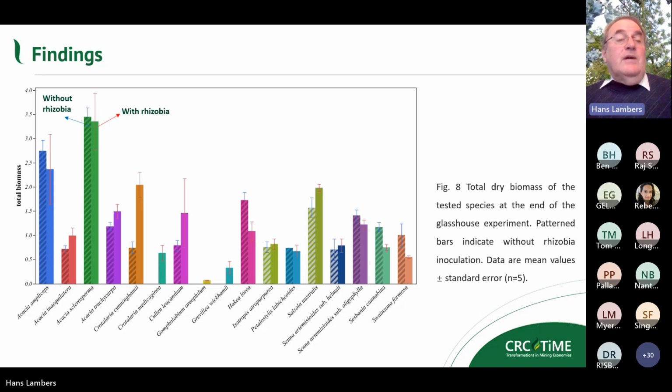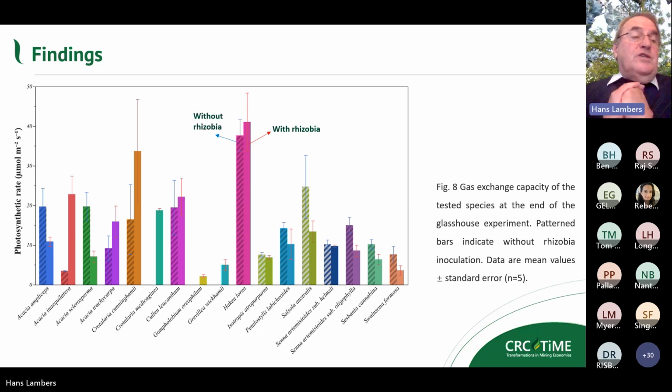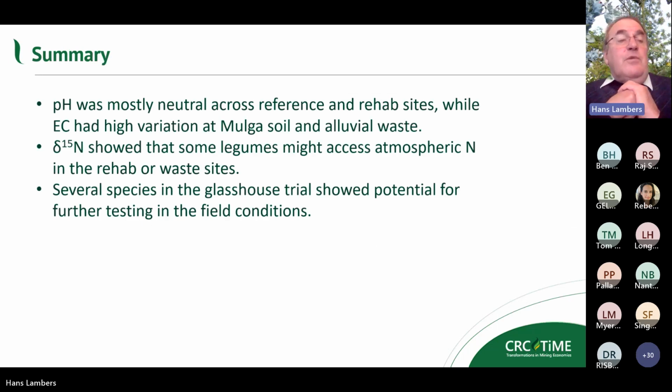And this is the total biomass. And the next slide over here shows you the photosynthesis. And again, we see the same picture. The legumes with the rhizobia did not necessarily show a faster rate of photosynthesis than the ones without. And you see non-legumes, which are not expected to respond at all. They definitely sometimes were affected. Now we still have to look at the significance of all these results, and we haven't quite got there yet. So in summary, pH is not much of an issue except at the saline site, but that was to be expected.